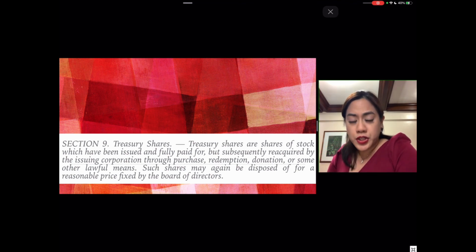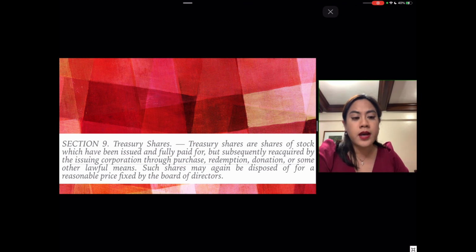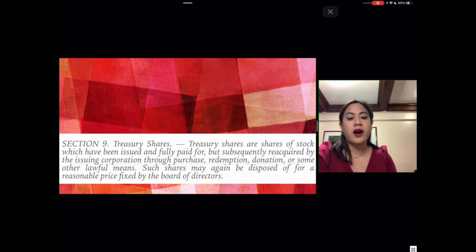So what are the features of treasury shares? Number 1, it has no voting rights as long as they remain in the treasury. They are uncancelled and subject to reissue. Well, why can't they vote? Well, for law is just a matter of logic. A corporation cannot be a stockholder of itself because this would enable directors to perpetuate control of the corporation.